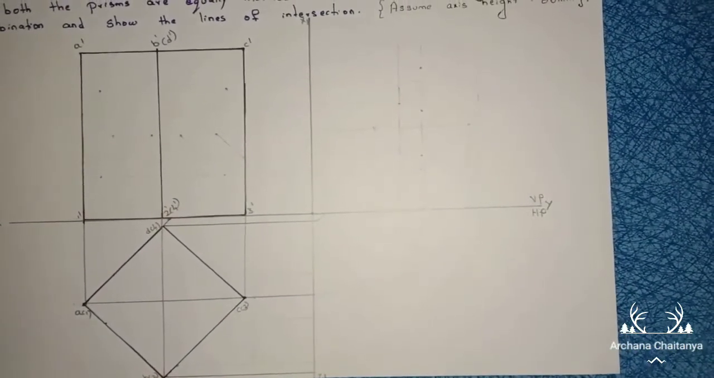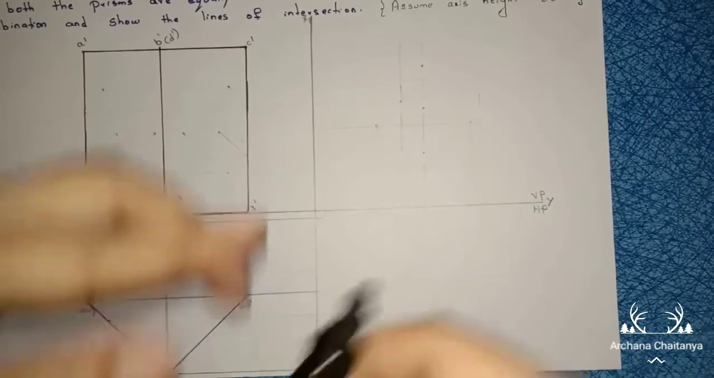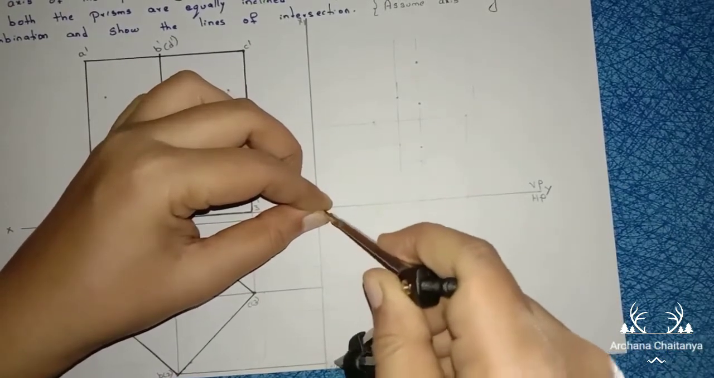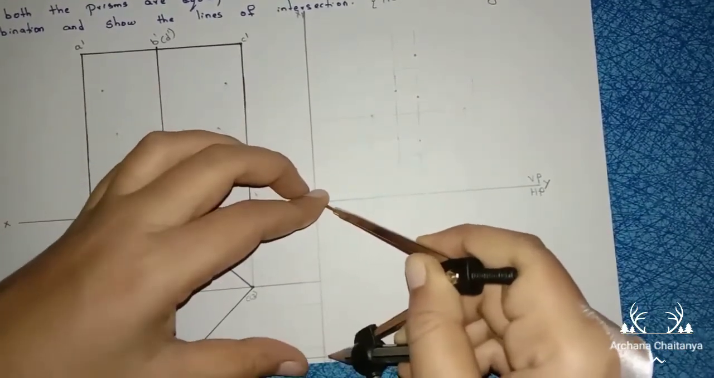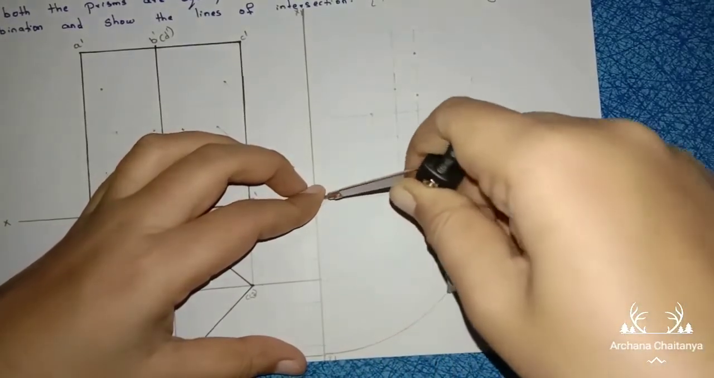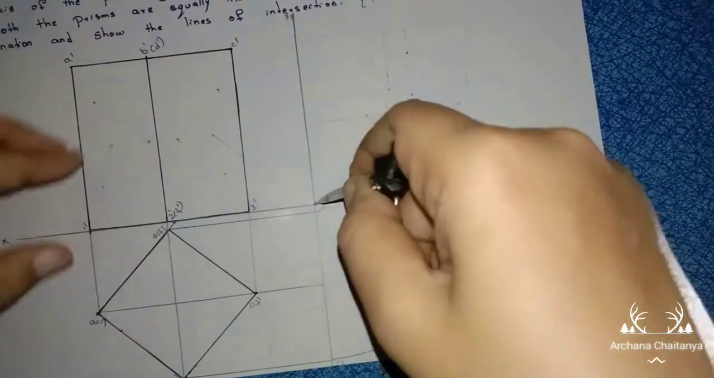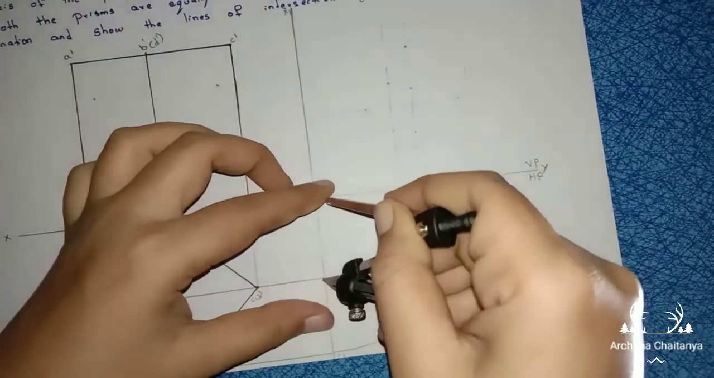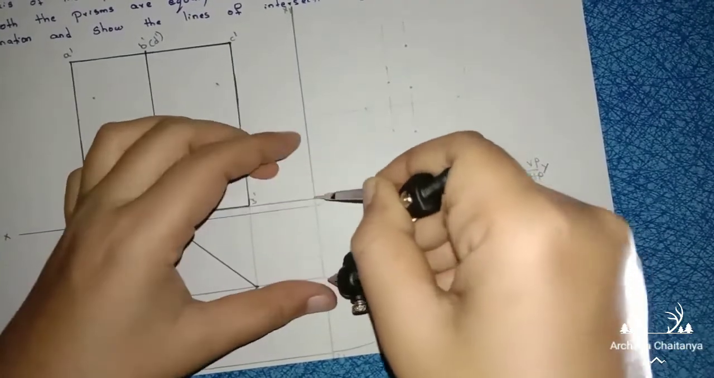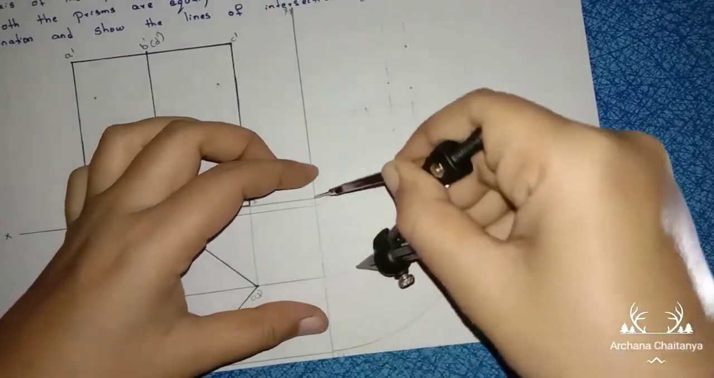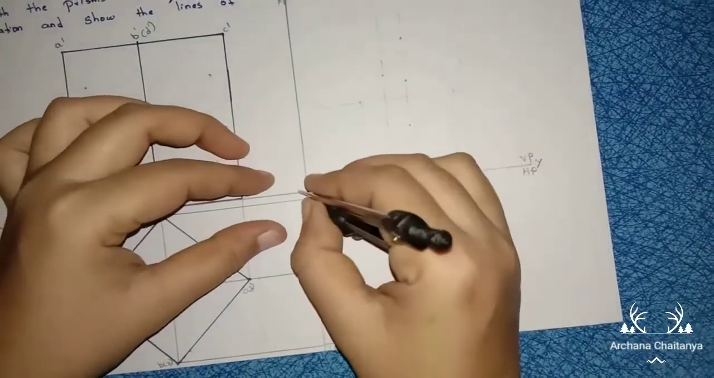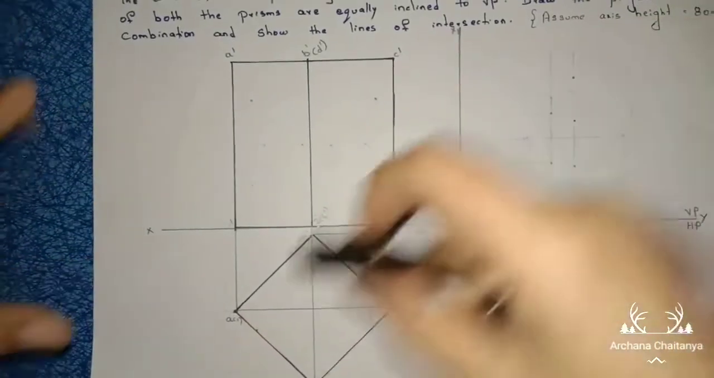Now what we have to do, we have to take these distances. Keep your compass here, take this B of 2 distance, the B of 2 projectional line, and draw an arc till this reference line. Then next, place your compass here only, at the intersection of the two reference lines. Take this distance and draw an arc till the reference line. Again, take this distance and draw an arc till the reference line. We are projecting this square prism here.